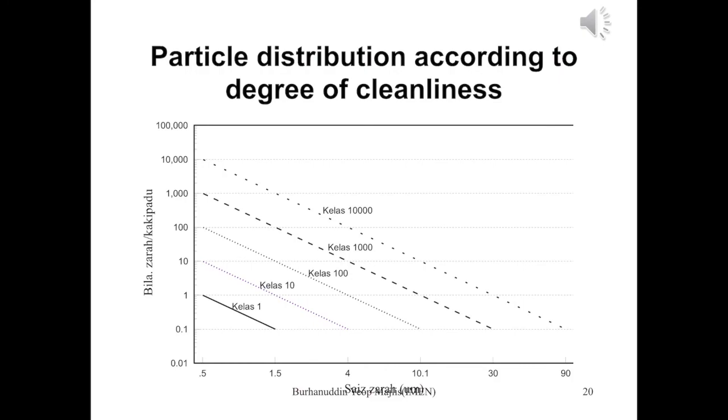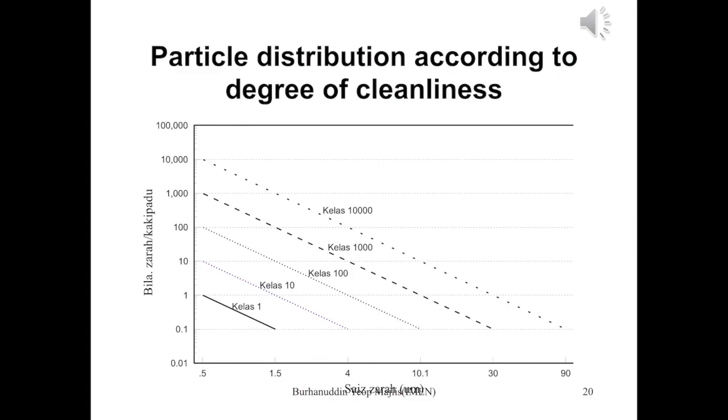Particle distribution according to degree of cleanliness. For comparison, you can see the graph, the number of particles (bilangan zarah) versus particle size (saiz zarah) in microns. For example, you take a particle with 4 micron. 4 micron in class 10, they have about 0.1. But in class 100, about 1. And class 1000 is about 10. And class 10,000 is about 100.